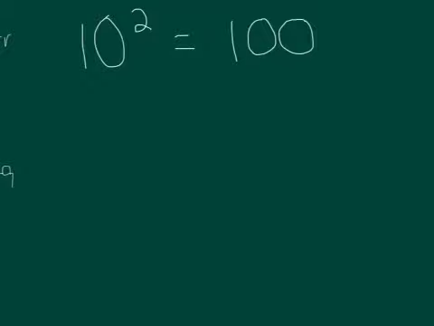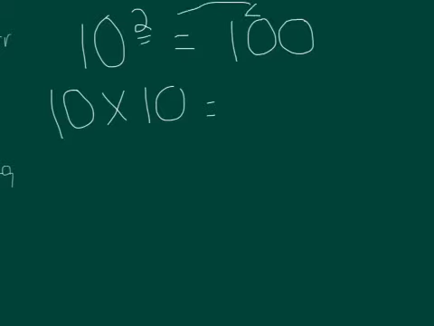in standard notation. It's easy to do it this way because you know that when you have 10 to the power of 2, it's really 10 times 10. And a nice little trick that you can use is that the 2 will tell you how many zeros you need. So, 2 zeros.